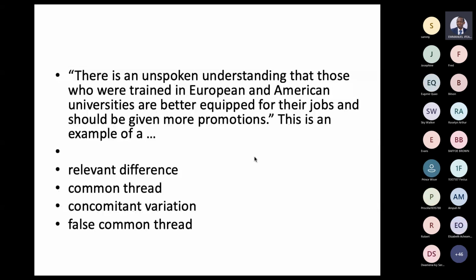All right, then. There's an unspoken understanding that those who were trained in European and American universities are better equipped for their jobs and should be given more promotions. This is an example of what? Yasmin. Or Elizabeth. Relevant difference. Relevant difference. Is that Elizabeth? Yes, please. So how did you arrive at your answer?